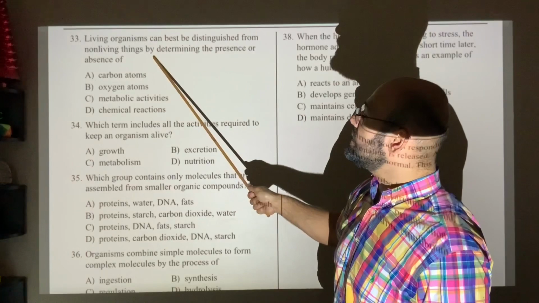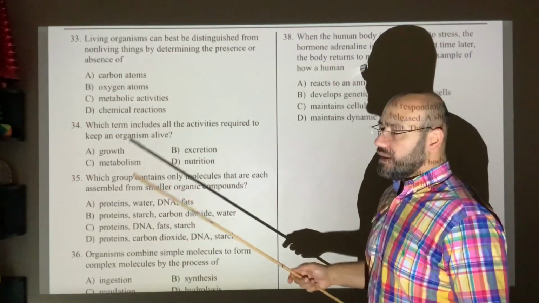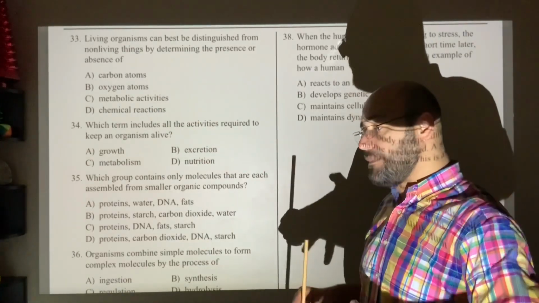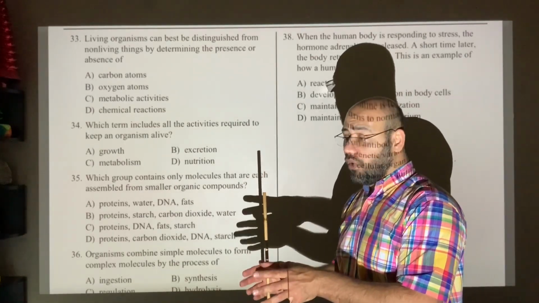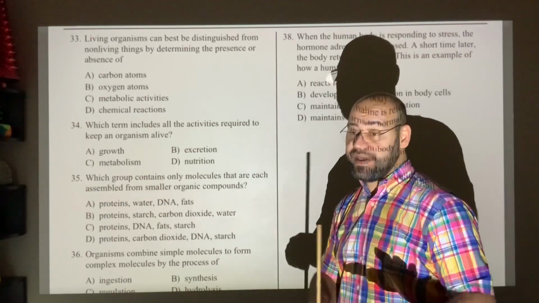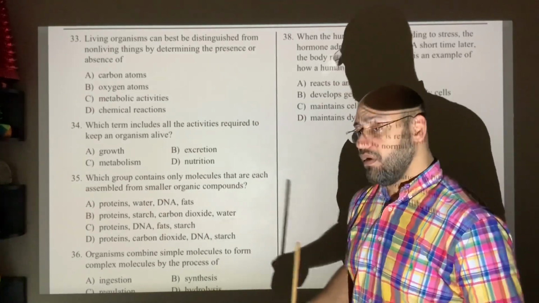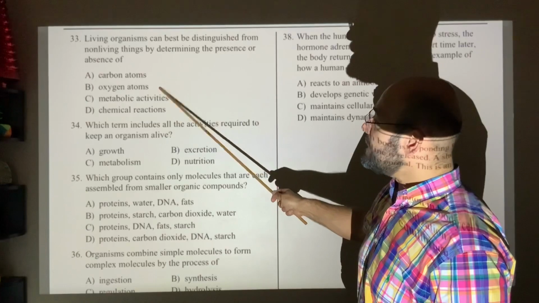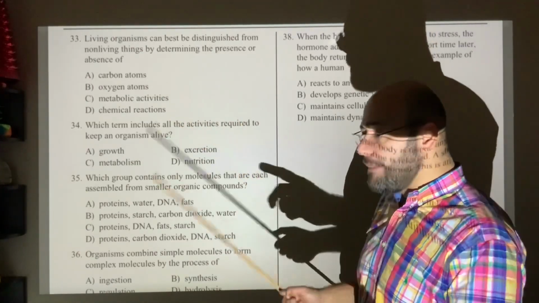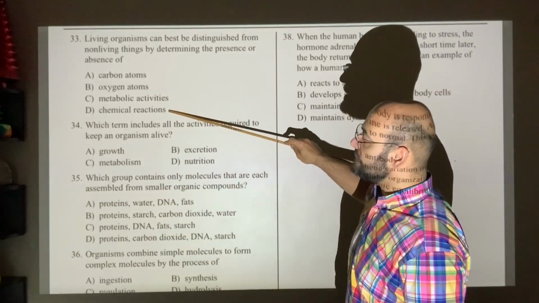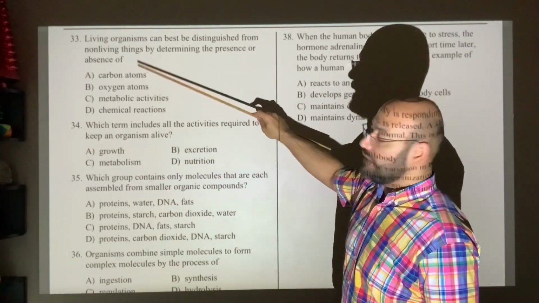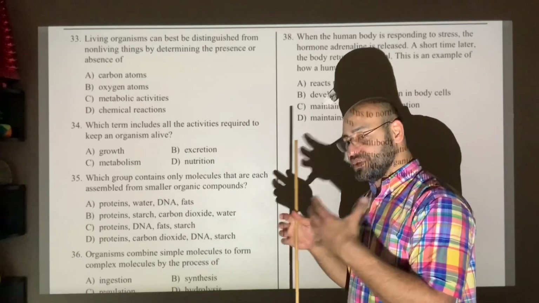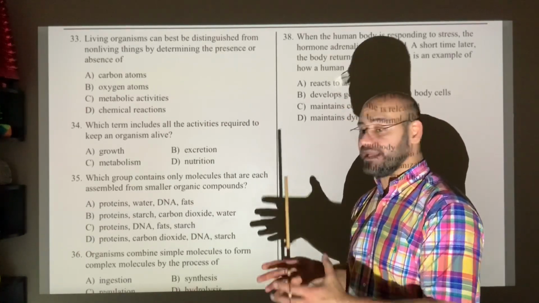And what this statement basically says is, what is the best way out of these four options to tell if something is a living organism or if something has become, or has been, a non-living thing? What is the best way to determine that? Out of these four, we have to choose one. And remember, not only the presence of any of these, but also the absence of any of these should help us understand if it's a living organism or a non-living thing.